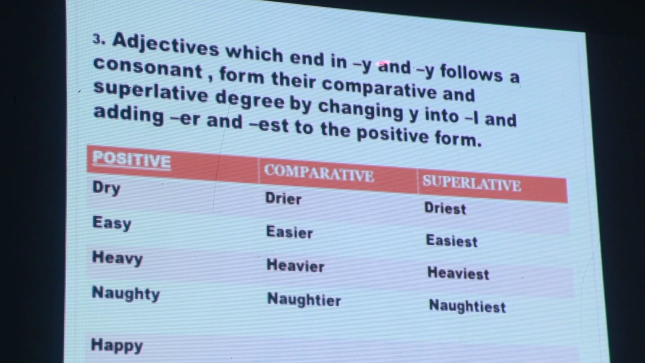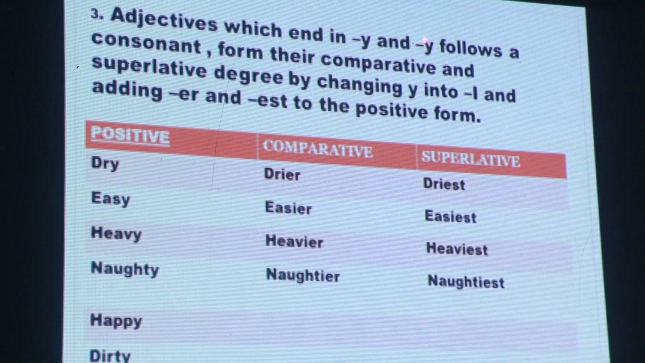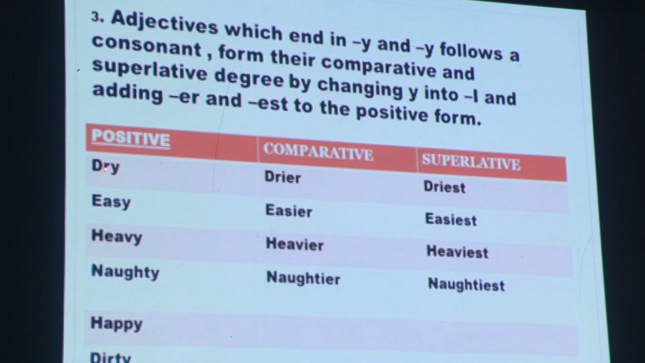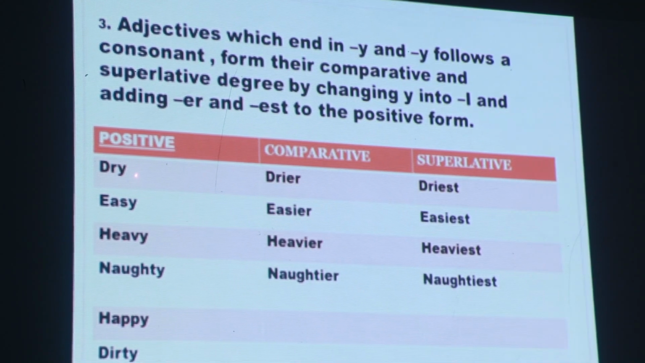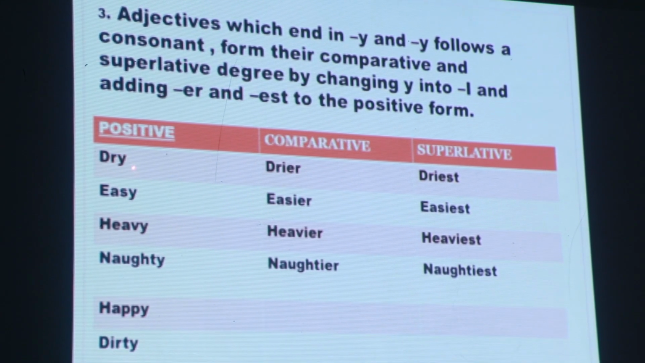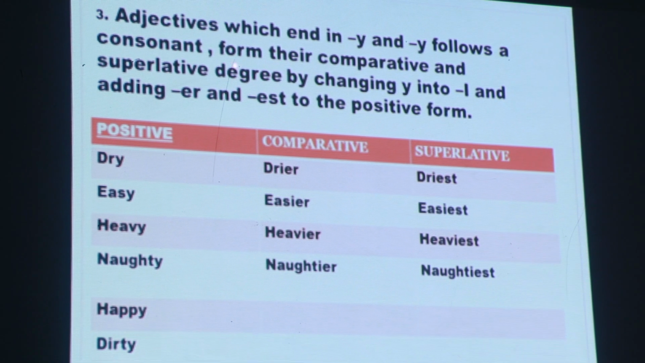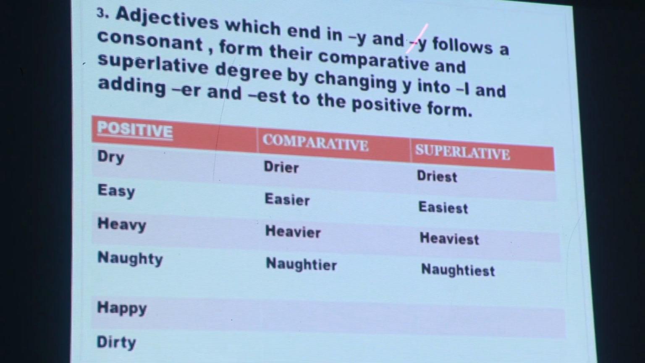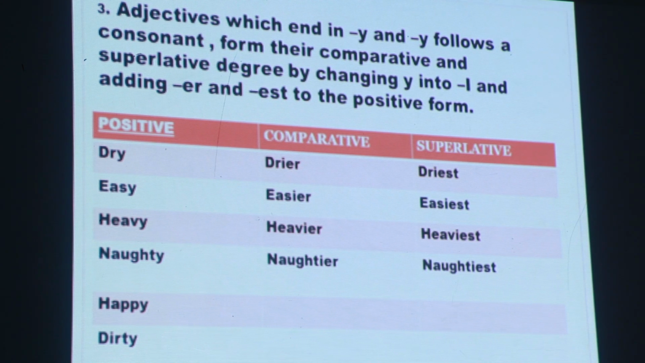Our third rule was saying that for adjectives ending with Y, where Y follows a consonant, there is a consonant before Y. This is R. It's a consonant. And I said, as you can remember, that Y is also recognized as a vowel sound because it's pronounced as E. Sorry. For example, for their comparative and superlative, you're going to change the Y into I. After you change Y into I, you're going to add ER to the comparative and EST to the superlative respectively.